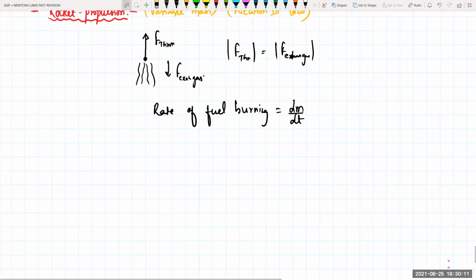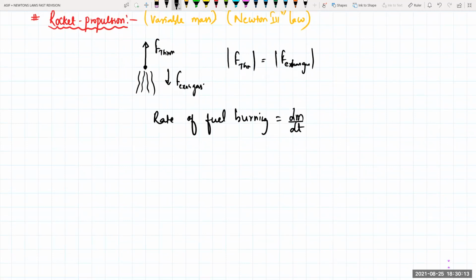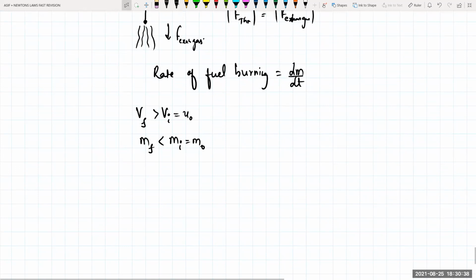That means the final velocity will always be greater than your initial velocity, because the mass is decreasing. The final mass will be lesser than your initial mass. Is that clear? Initial mass is represented by M naught, and initial velocity is represented by u naught or v naught, anything. Clear?